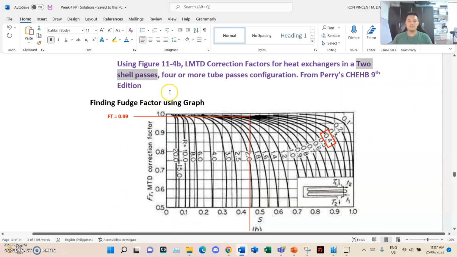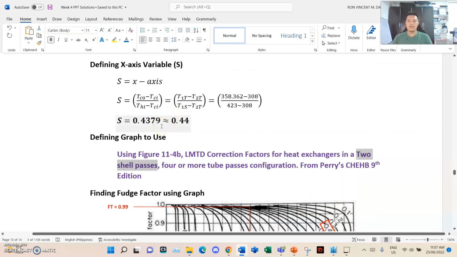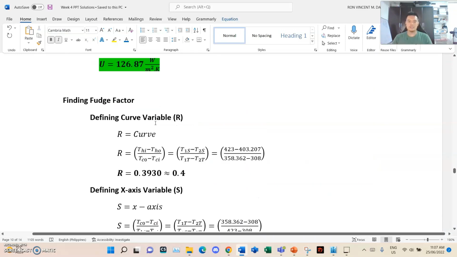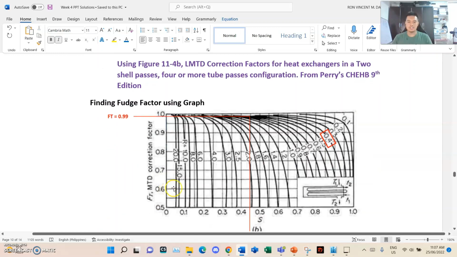So using the same figure and projecting the following values and curves, my x-axis is 0.44 and the curve is 0.4. Then trying to find their convergence, it might be a bit difficult, but if you can see this curve, it moves here and converges in this line and it hits this line.